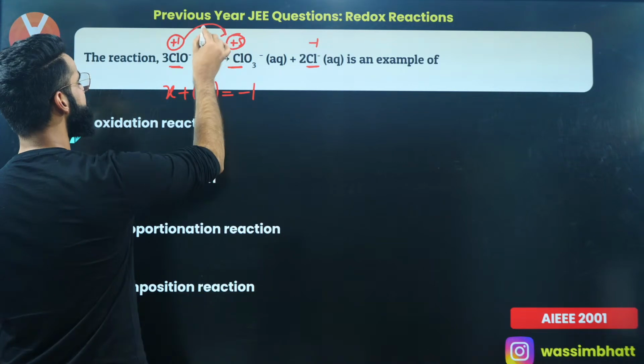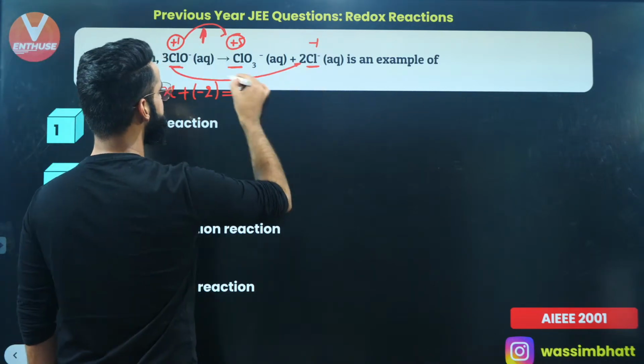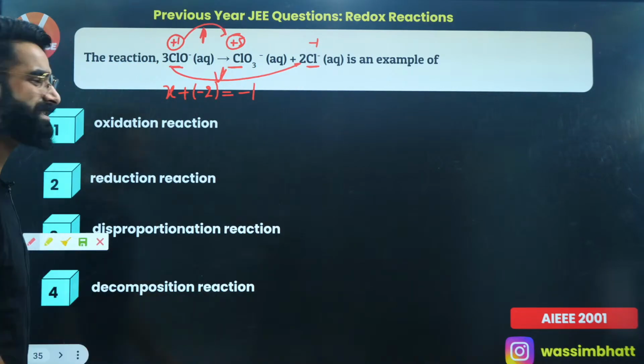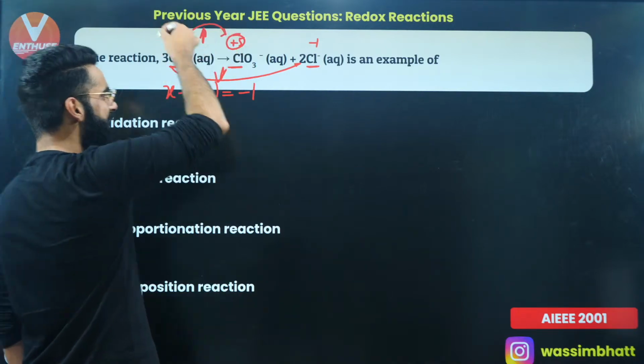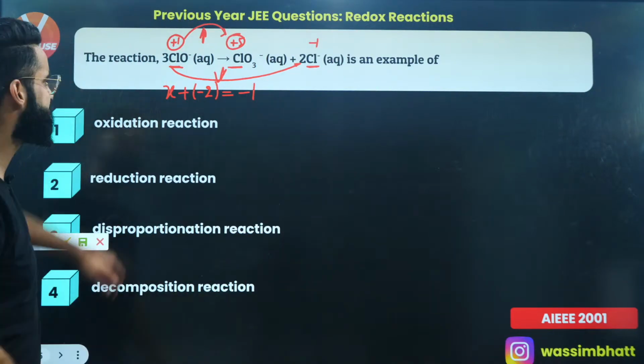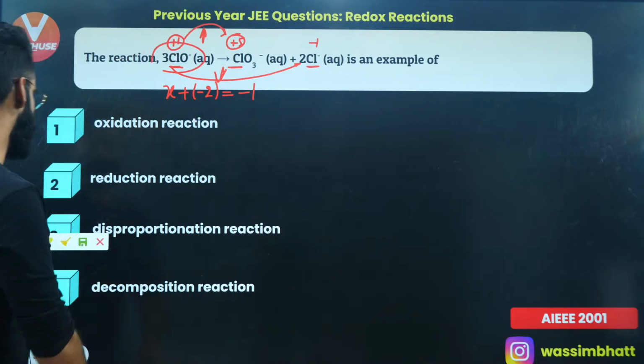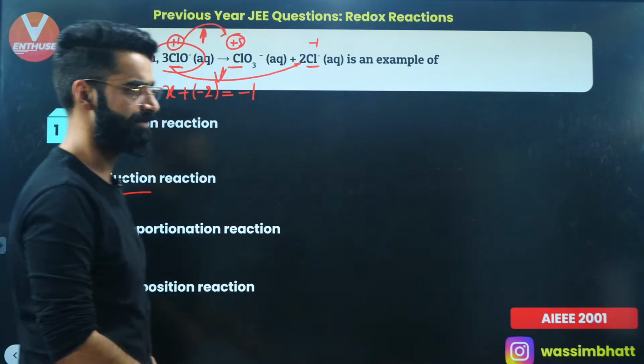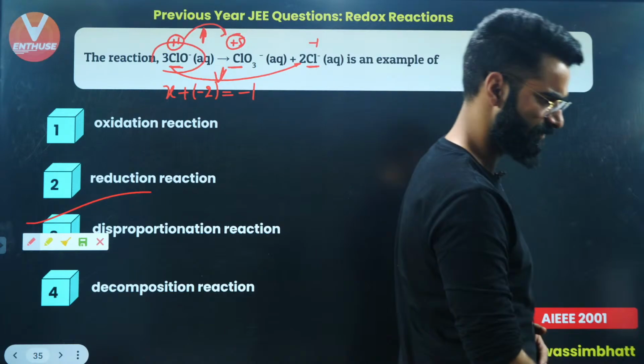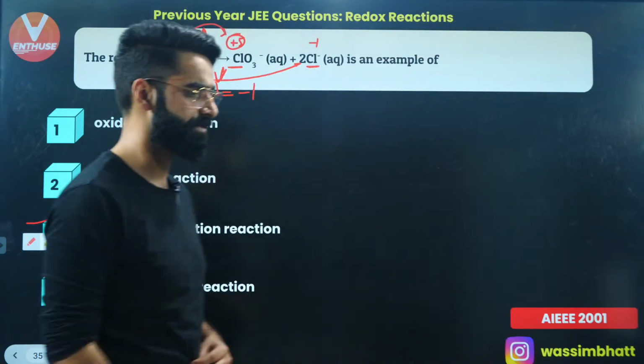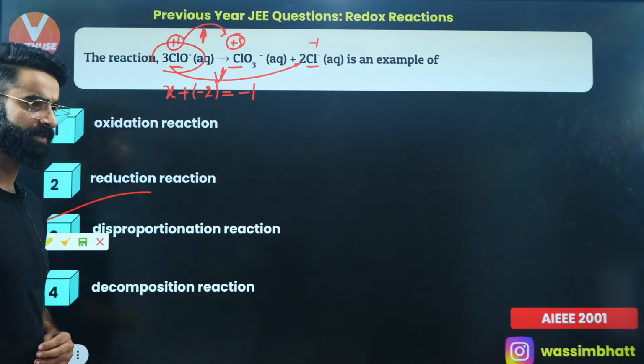+1 to +5 is an increase in the oxidation state. +1 to -1 is a decrease in the oxidation state. So the oxidation state of the same element is increasing as well as decreasing simultaneously. I'll say this species undergoes disproportionation. So option C is going to be the correct answer of this one. As simple as that. JEE 2001 question this was.